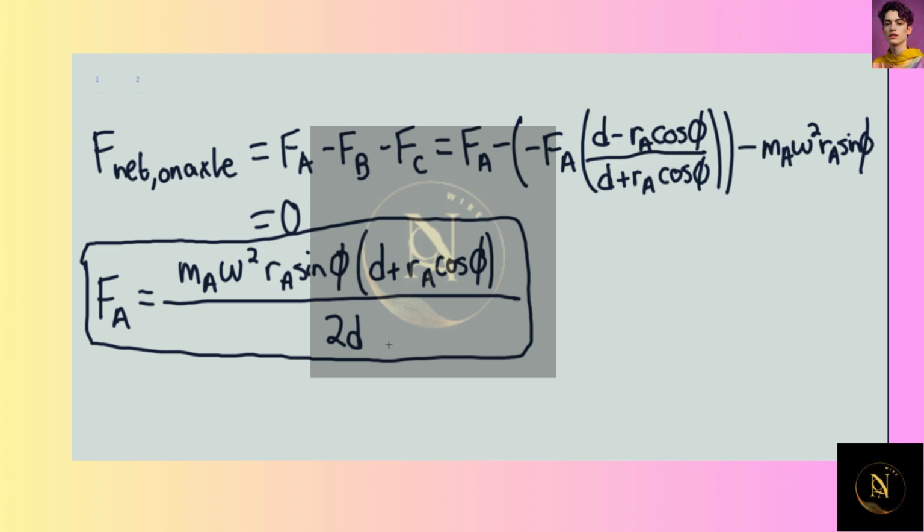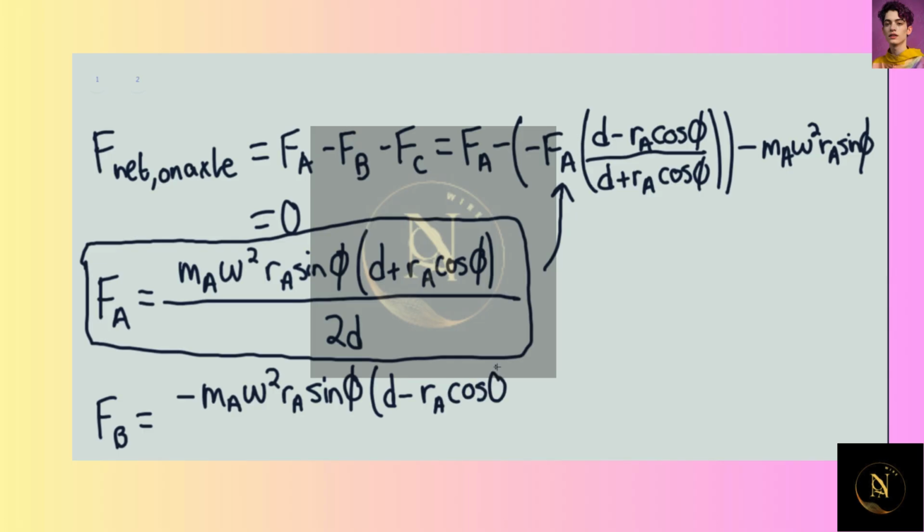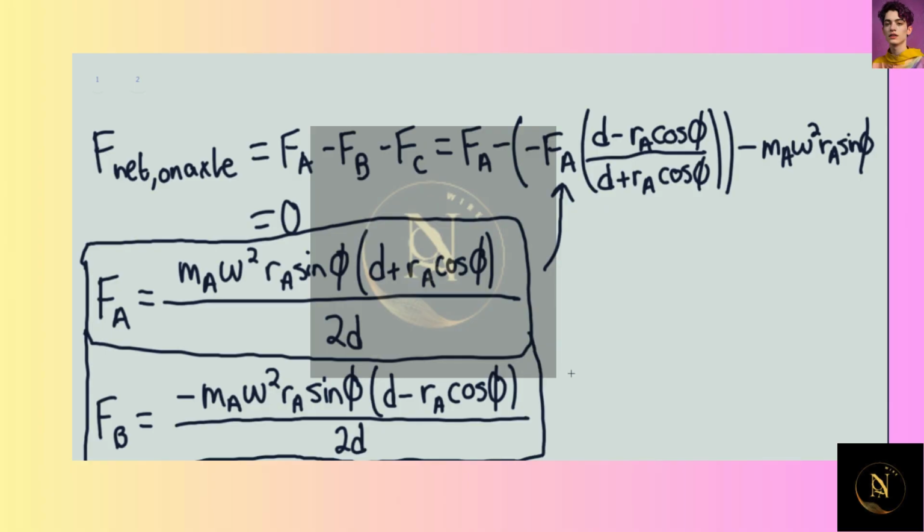Now, for force sub B, we simply have to substitute this force sub A here. And so we can say that force sub B is going to be equal to minus m sub A omega squared r sub A sine of phi, and then this would cancel out with the denominator. So this would be multiplied by d minus r sub A cosine phi, and then divided by, again, 2d. And so this would be our answer for the magnitude of the force sub B. That is the end of the solution.